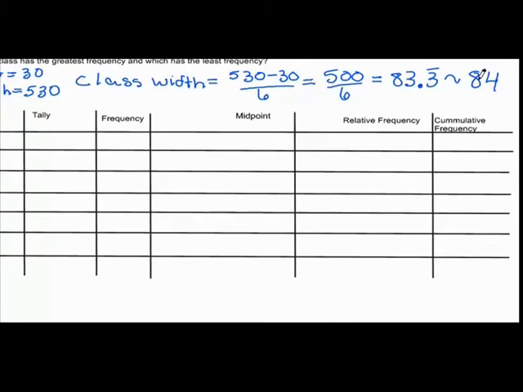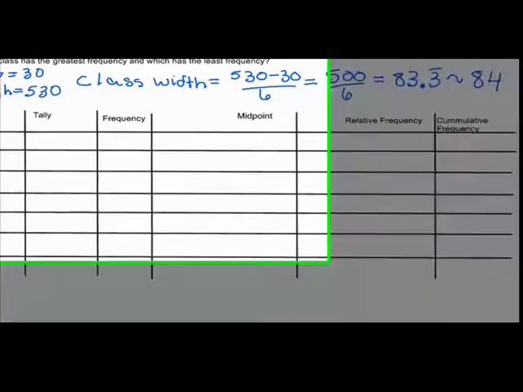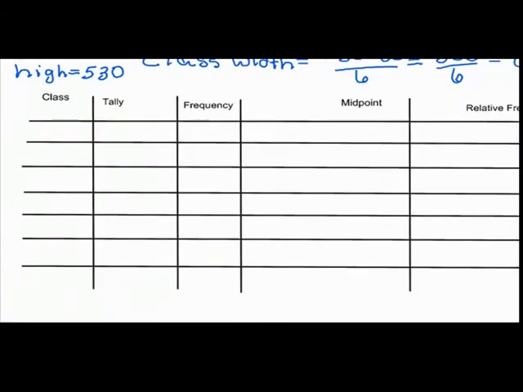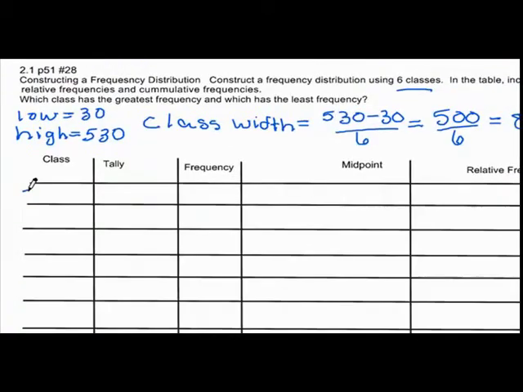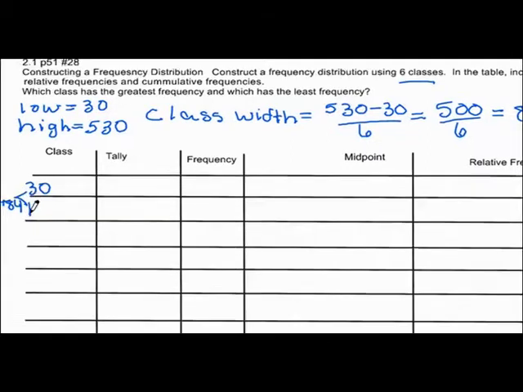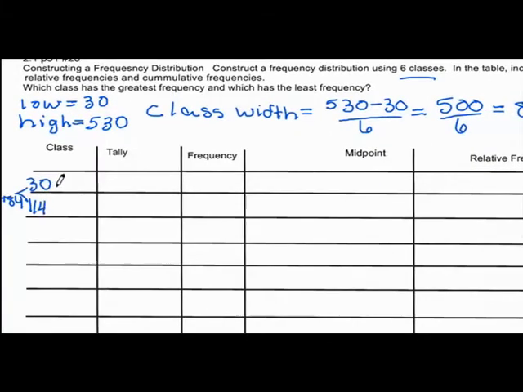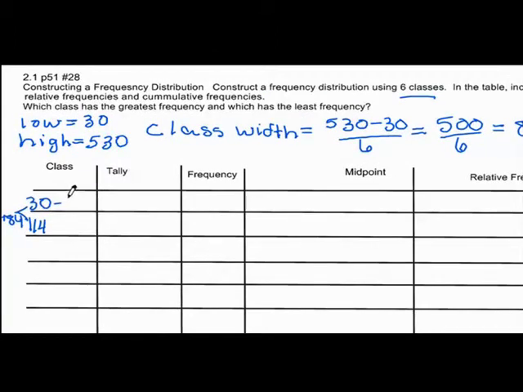Now we're going to construct our classes. The first class begins with the first number, so our first class begins at 30. That's the lower class limit for the first class. Then we add our class width, which is 84, and that gives us 114. That means the first class's upper class limit is 113, which is 1 less than 114. There can be no gaps and no overlaps.